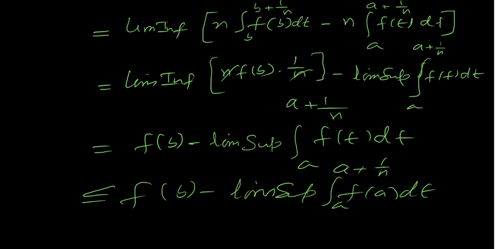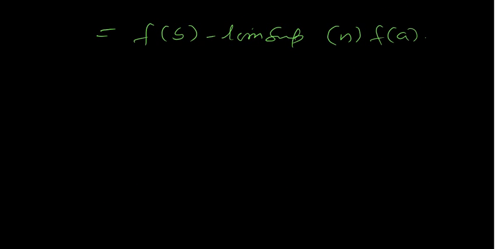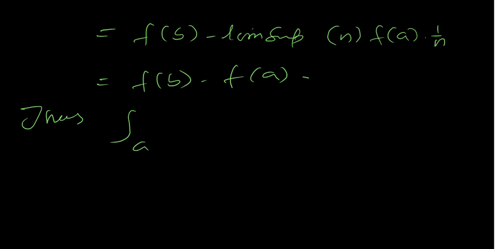Now here it's n times this, and this one is equal to f of b minus the limit superior of n times this integration. What's this integration? It's equal to f of a times 1 over n, because the integration is t and the limits are a to a plus 1 over n, so it must be 1 divided by n. That's equal to f of b minus f of a. So thus the integral a to b of f dash is less or equal to f of b minus f of a.